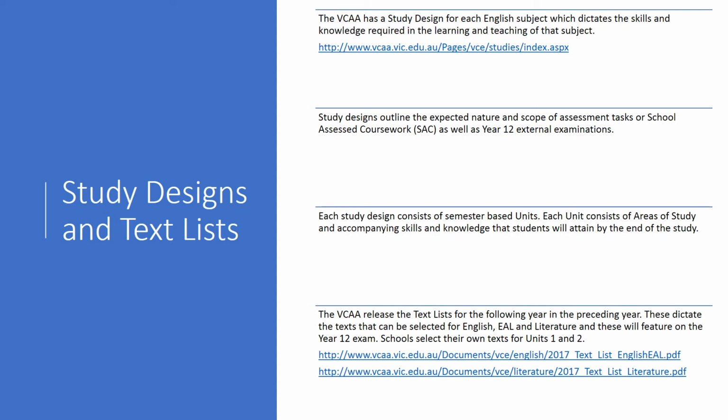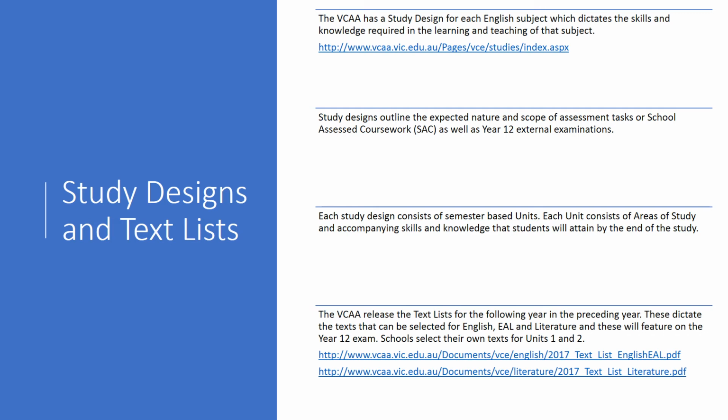So, the way we know what to teach, the structure of what needs to be taught, and particular texts that need to be selected are all set out by the Victorian Curriculum and Assessment Authority. So you can Google the VCAA for different study designs and the text lists, and I have put links to those there as well for you. So the study design for each of the Englishes is a separate document, and it dictates the skills and the knowledge that students need to attain during the teaching and learning sequence of that unit.